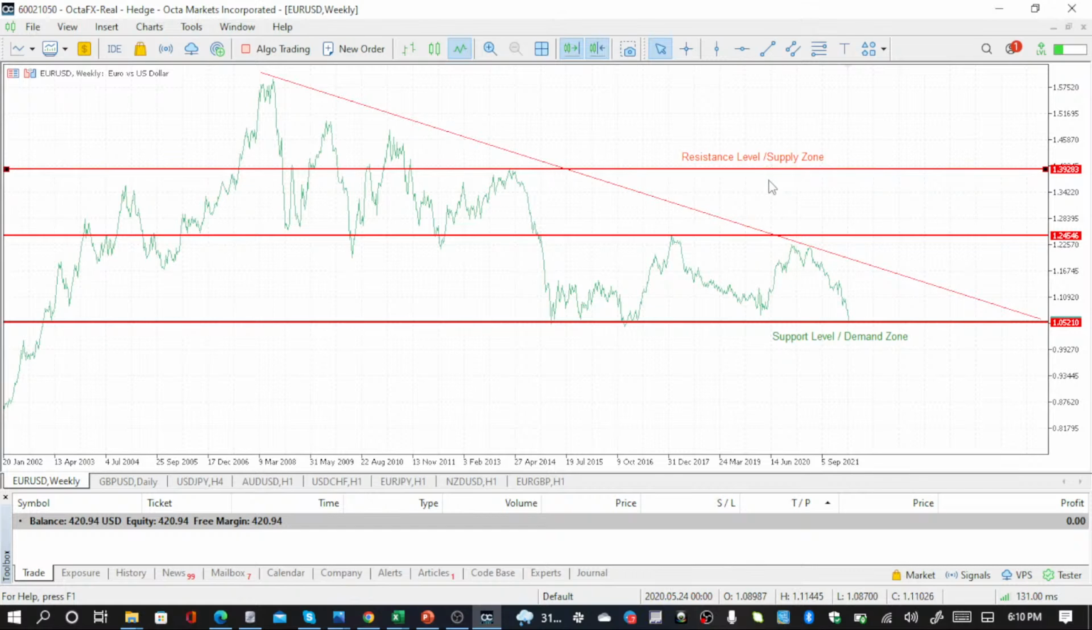Now, what is in it for you and I? What is our benefit and gain from this? How do we leverage what is happening in the market for our own personal gain? So look at this. We started with the weekly time frame, and we can see that there is a shape of a descending order here.